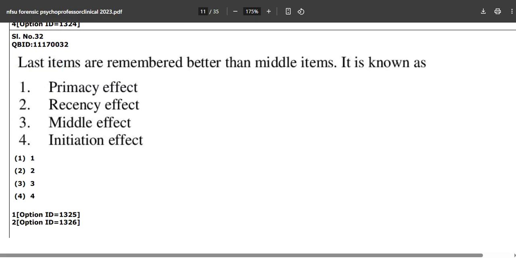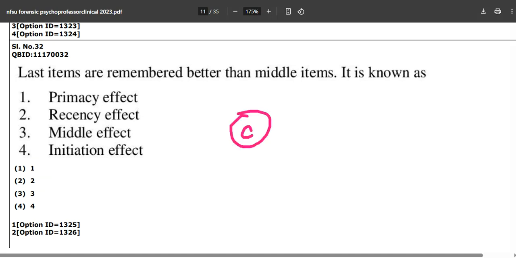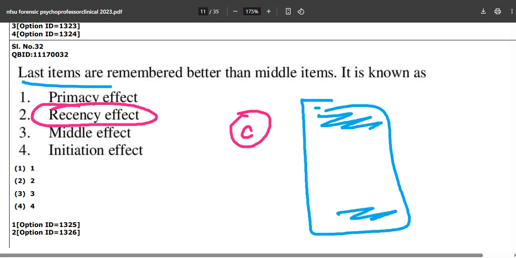Last items are remembered better than middle items. It is known as. Now this is directly, once again, from the book, so you can answer it easily. Let's suppose this is a list. Primary items, and this is the last item. So we will call it the recent one. Recency effect is the correct answer, not the initiation effect, not the middle effect. Primacy effect will work over here.